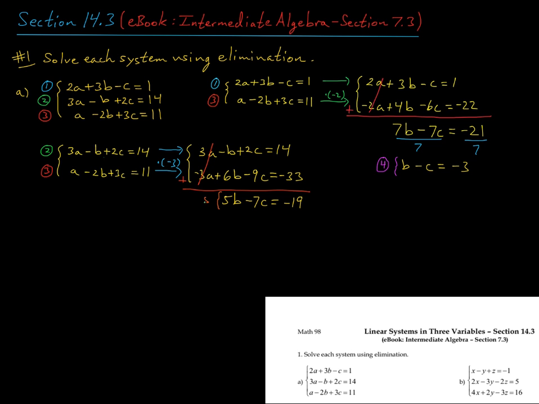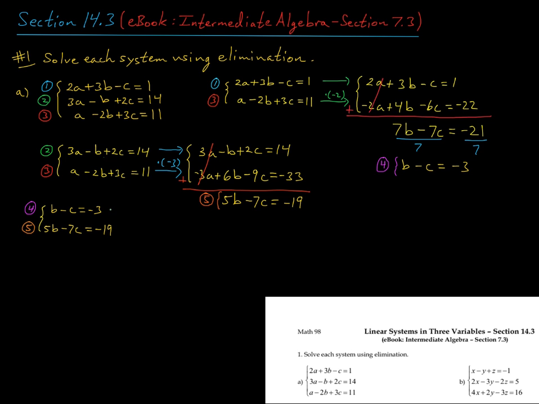And see, it also only involves the variables b and c. And so now what we can do is put equations 4 and 5 together in a system. So let's go ahead and copy those over and see, since they only involve b and c, we can go ahead and solve this system also using elimination. And once we know the values of b and c, we can go ahead and substitute them in to any one of these equations, 1, 2, or 3, and that's going to give us the value of a.